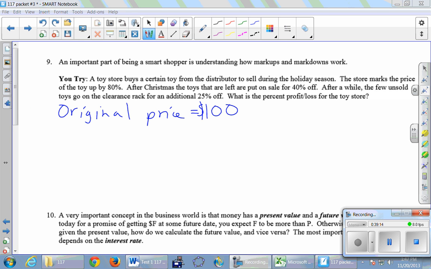So you are free to do this. You can pick any number you want. As long as you follow the process, you'll get it right.